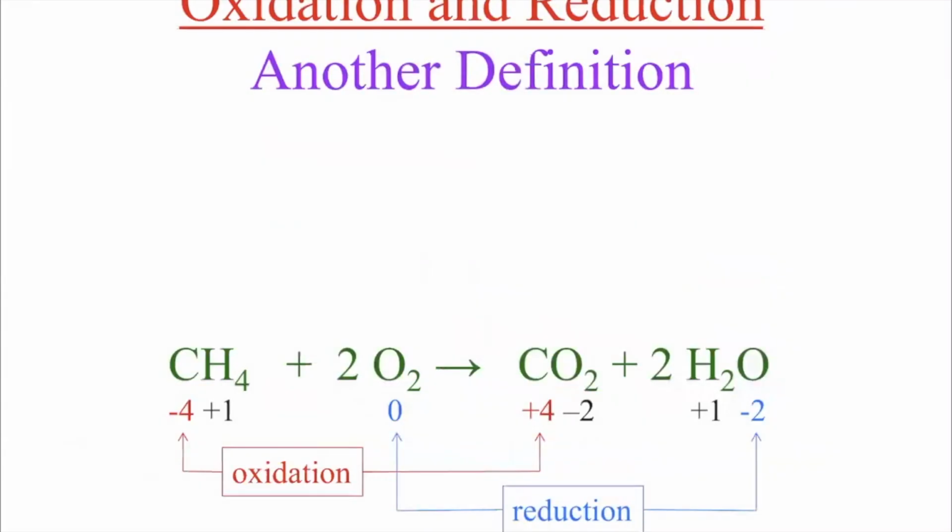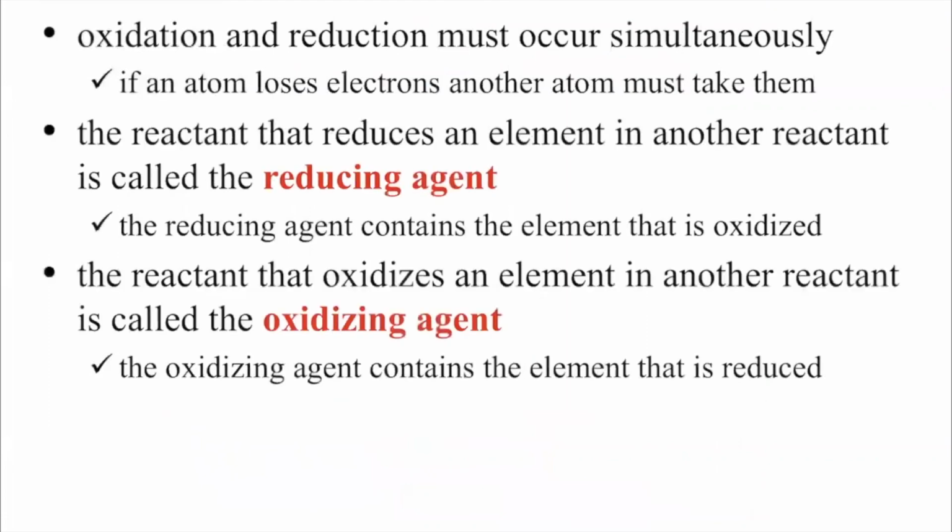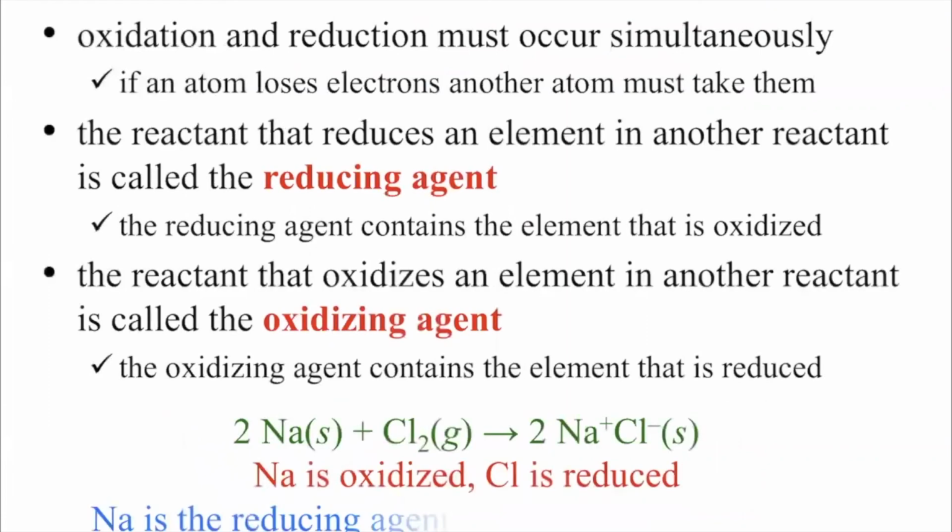Here's another definition of oxidation and reduction. Oxidation occurs when an atom's oxidation state increases. So like the charge increases. That's the way I remember it. Reduction occurs when the atom's oxidation state decreases. So notice here, negative to positive, it went up. So that's oxidation. 0 to -2, it went down. So that's reduction.